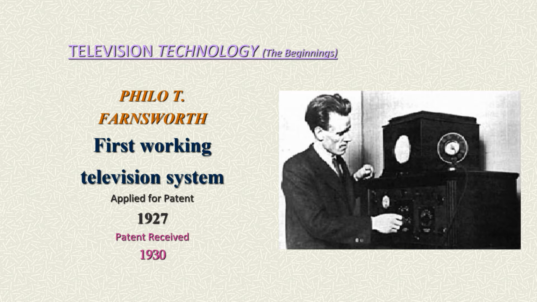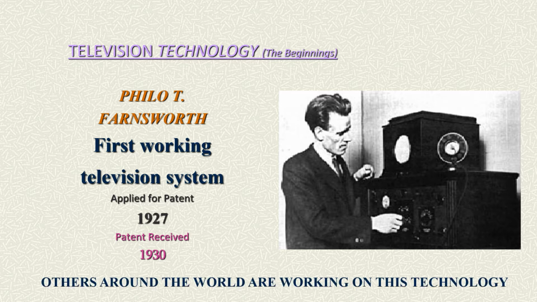So by 1927, Farnsworth has really the first working television system. You have a camera that is going to capture the image, and then you have the television that is going to display the image. He receives his patent in 1930. But like I said, he wasn't the only one working on this. There were other technicians really kind of around the world who were also working on this technology.